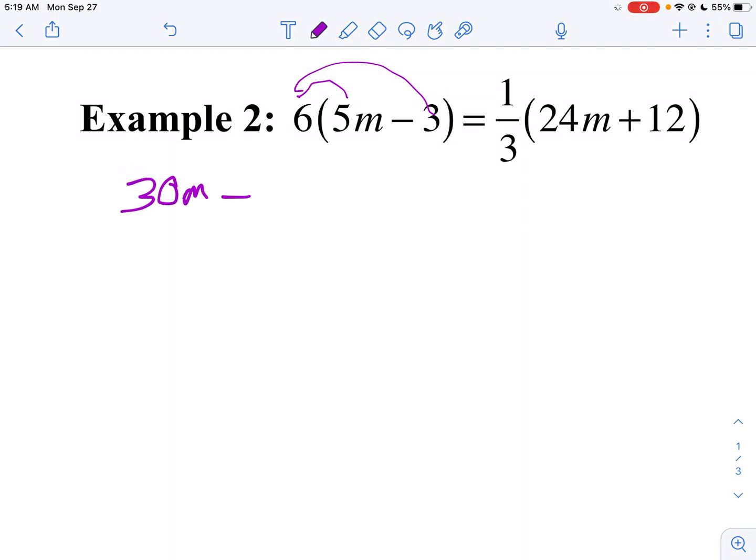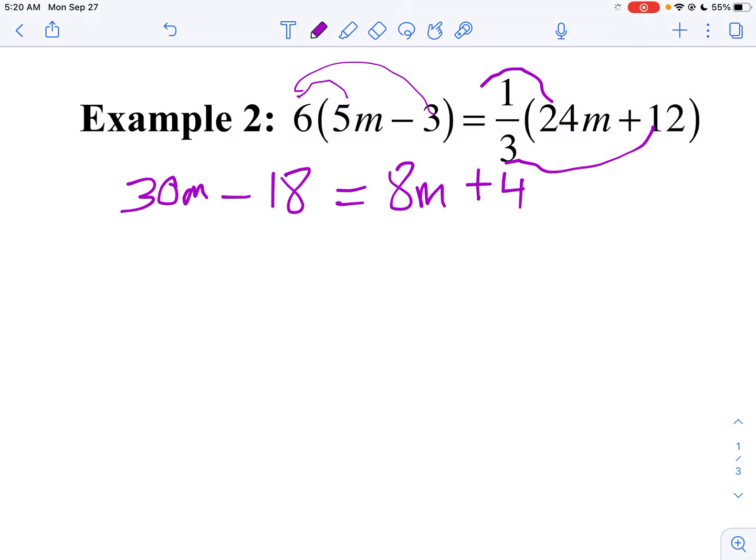Minus 6 times 3 is 18. Now I've simplified that as much as I can. I can't combine 30m and 18, so I'm going to just go to the other side and I'll distribute there. 1/3 of 24, that's 24 divided by 3, that's 8m. Plus 1/3 of 12 is 4. 12 divided by 3 is 4.